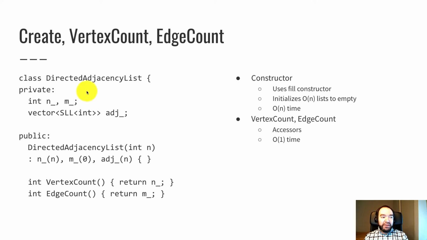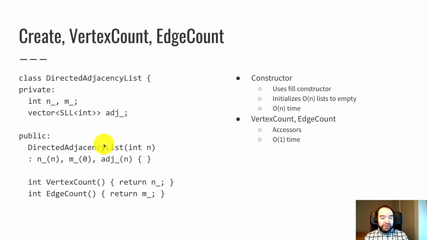So first, let's look at the data members and the constructors and accessors. Just like the adjacency matrix, we have an int for n and m, the number of vertices and edges. And the main event is this vector of singly linked lists of ints called adj. This is where all of the edges are stored. And the idea is that adj of i is the list of all outgoing edges starting at i.